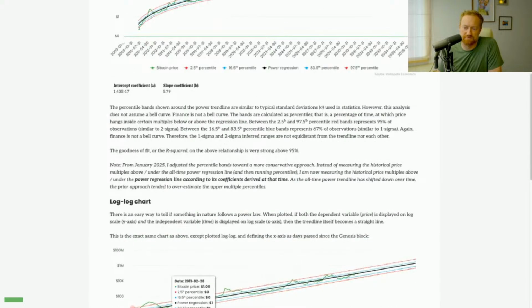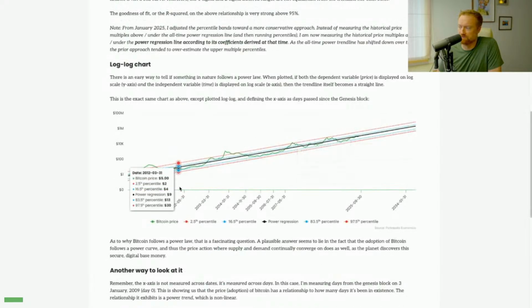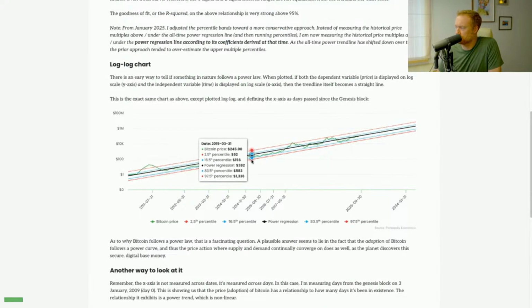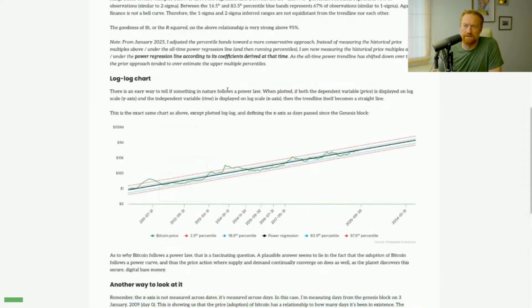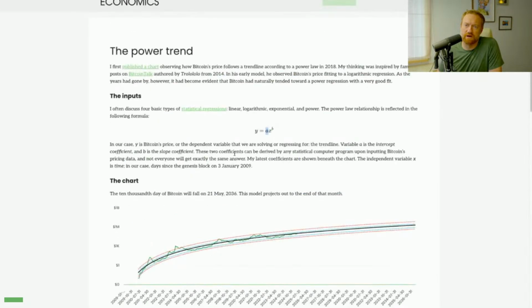And again, this is just price over time in Bitcoin. It's a log scale. You can get a straight line. Oops, there we go. And that is how the power relationship works.